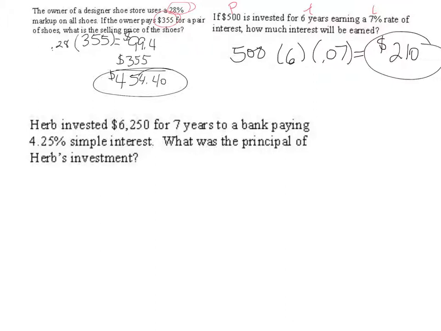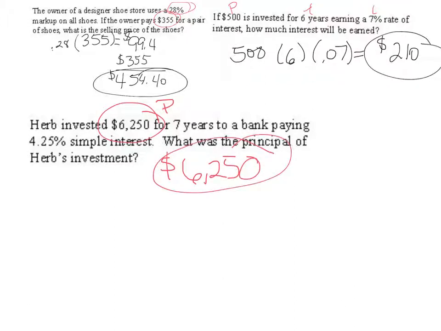Read the problem before you do the problem. Herb's invested $6,250 for 7 years in a bank paying 4.25% simple interest. What is the principal of Herb's investment? Principal is the amount you invest. Don't do anything, you just write down the answer. The principal is $6,250. That was an easy problem, but if you don't read the whole problem, you try to work it, you'll waste time that you don't need to. So if they ask for the principal, it's what you started with.